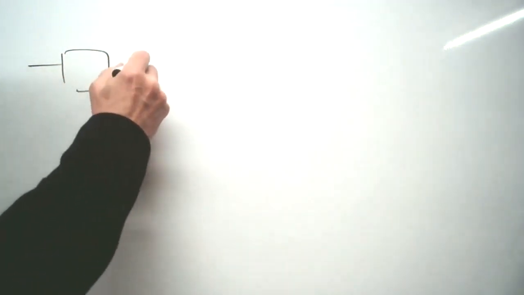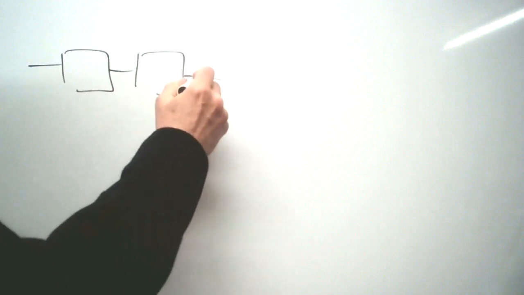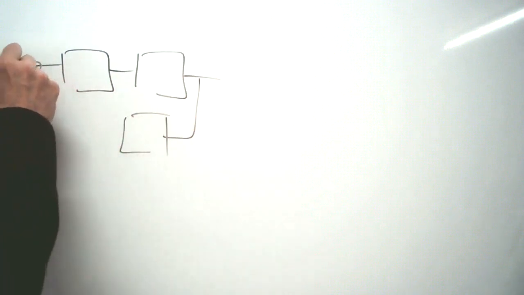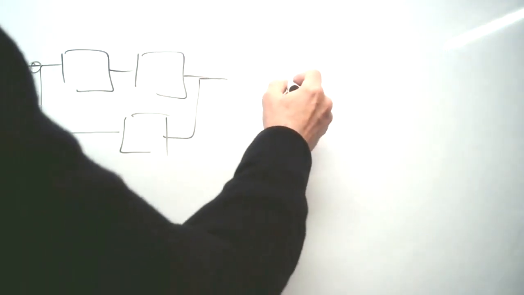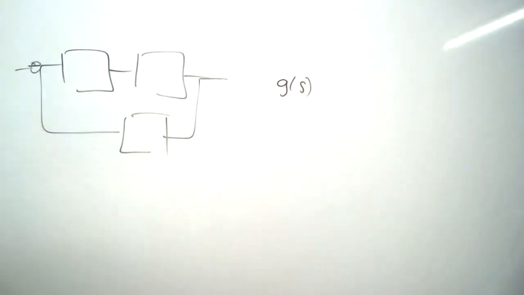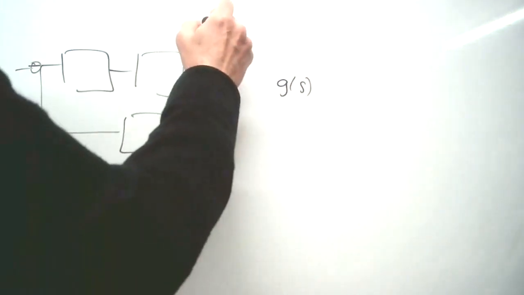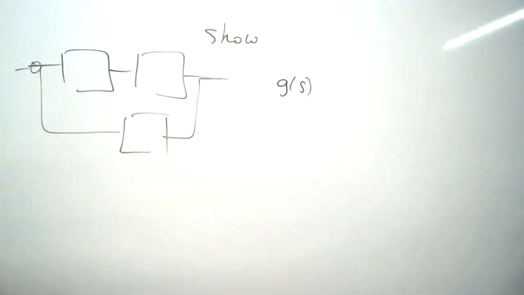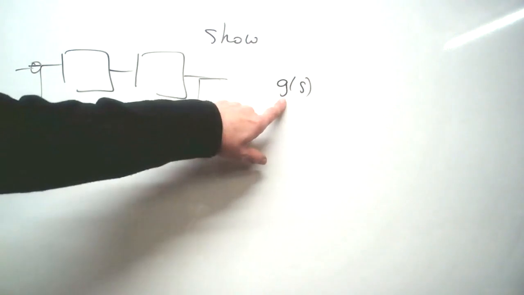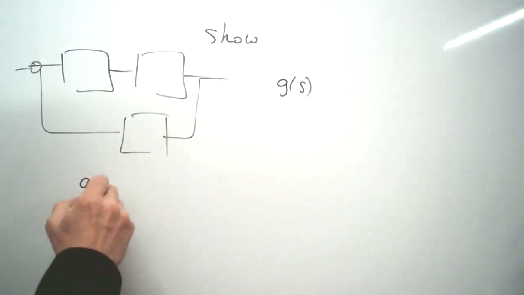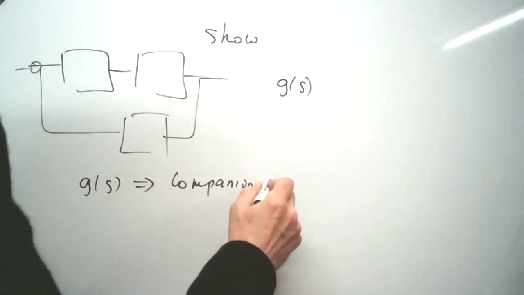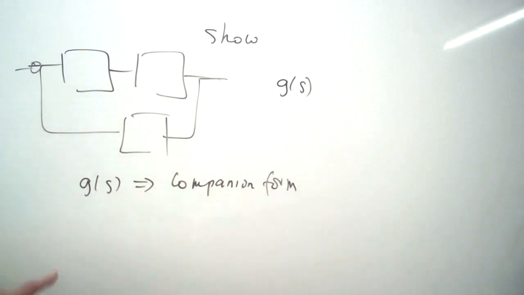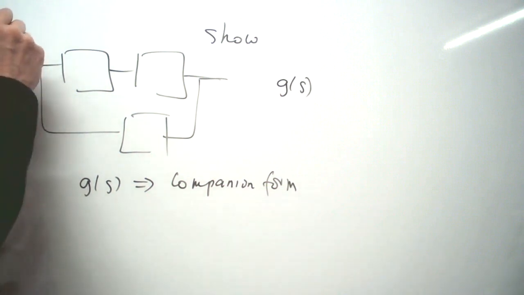So in this question, which is always question 3, you start off with a block diagram, and you convert this into a GS. And that's a show question. That's part A. Then part B, you convert GS into companion form state space. That's part B.